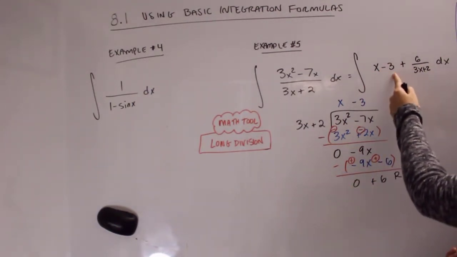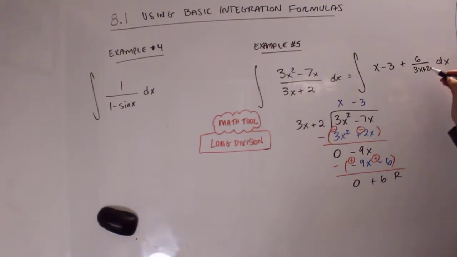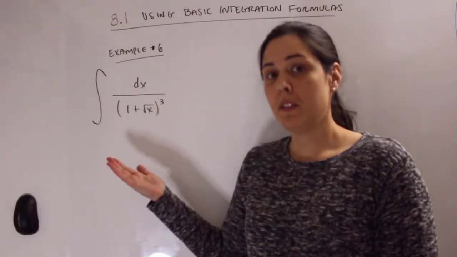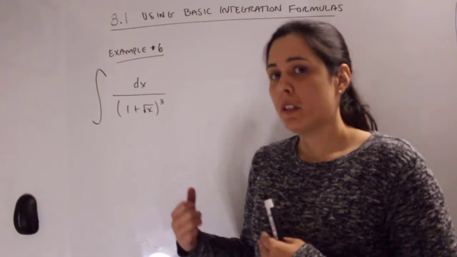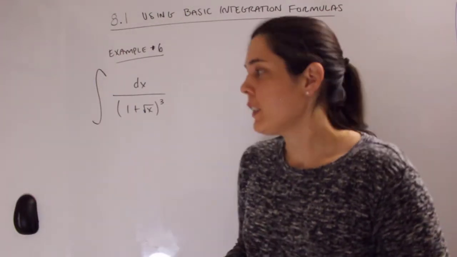Just integrate each term individually. And you can use u sub here if you just let the denominator be u. Okay? Example 6 here. Alright, so again I'm going to show you the technique we could use to simplify this integrand to make the integration easier.